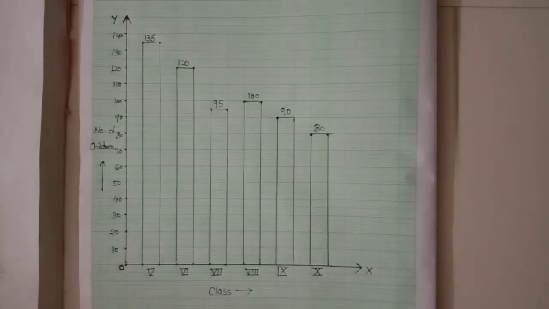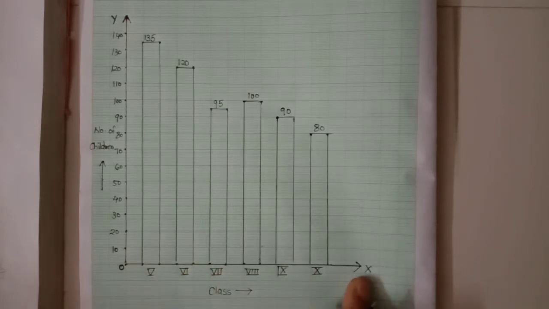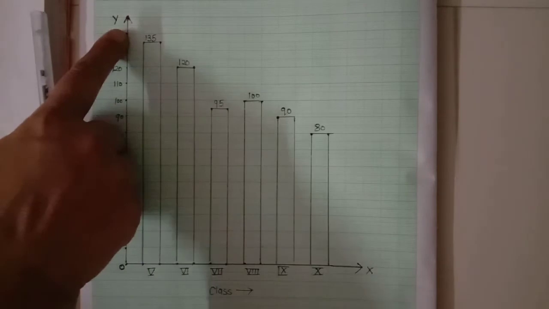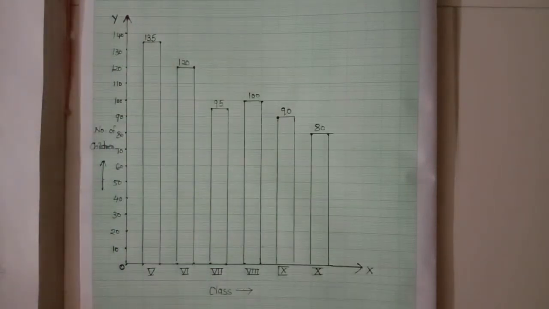Okay student, so this one is our bar graph. What we have mentioned in this graph: first we will make a horizontal line which shows the x-axis, then we will make a vertical line which shows the y-axis, and in the x-axis what will we show? We will show the classes, class 5th to class 10th, and on the y-axis we will take the scale of 1 unit equal 10 children, and according to the given table we will make the bar for each class.